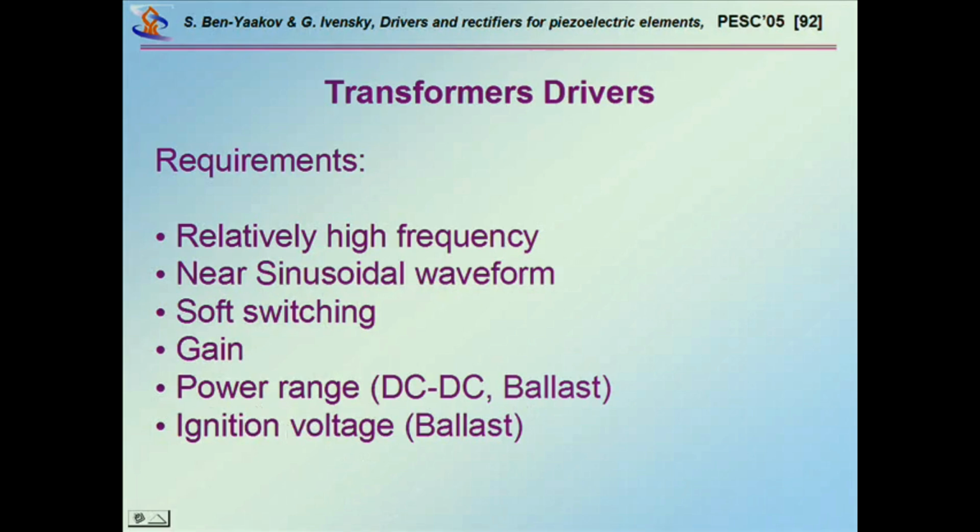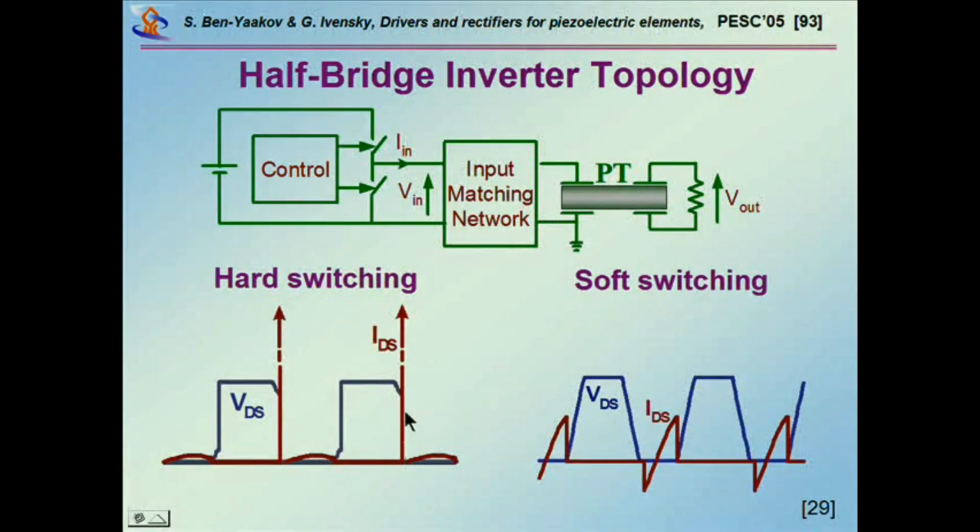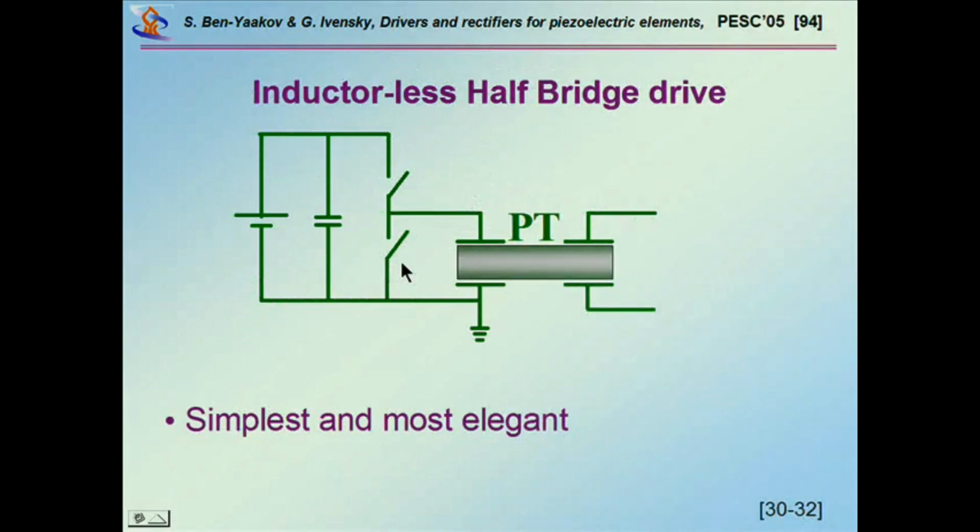So, as we already said, doing nothing will bring about hard switching and, of course, high spikes and losses. And the thing that we'd like to do is, of course, have soft switching. I'm showing here a half bridge, but of course there are some other topologies we'll talk about.